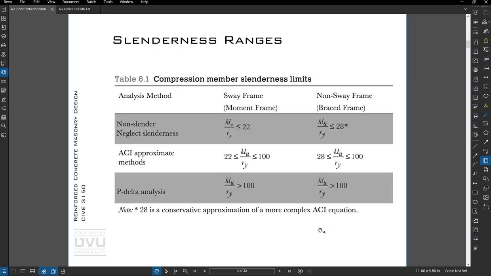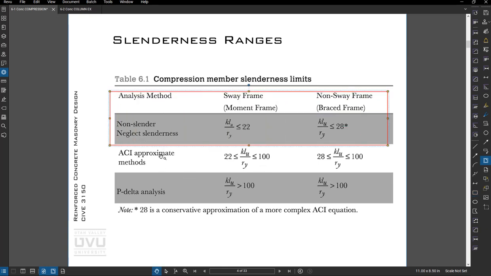In concrete columns, if we keep our slenderness, so KL over r, with K being an effective length factor, L being the unbraced length, and r the radius of gyration, so r is the square root of moment of inertia over the area, under 22 for moment frames and under 28 for braced frames, then we can ignore slenderness. So we're going to live in this regime in this class.